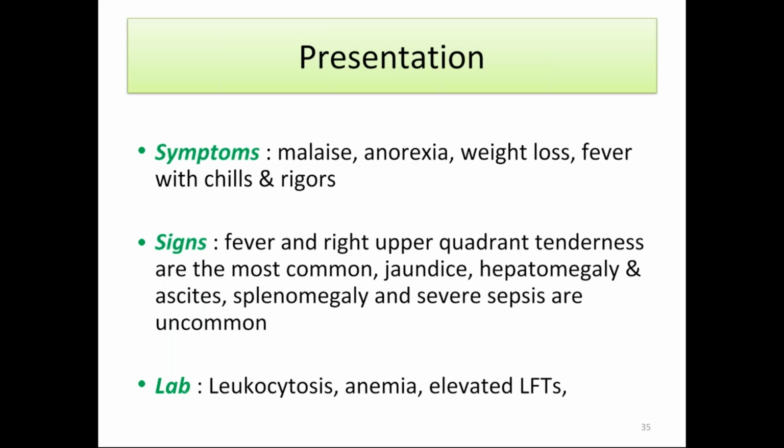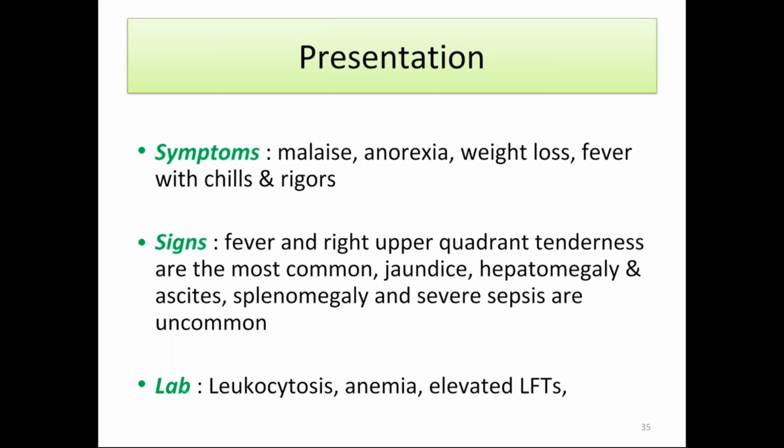Coming to the signs, it is based on the site where it is present. The liver is present in the right upper quadrant. So there will be a right upper quadrant tenderness. In some cases, or in chronic cases, that is, the patient didn't come to the hospital or didn't take medical advice, he can land up in jaundice and hepatomegaly over a long duration. So this can lead to sepsis.